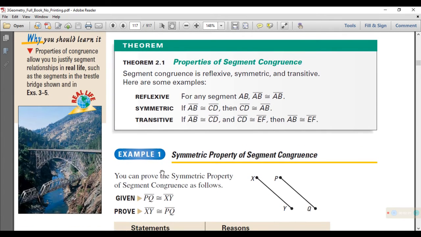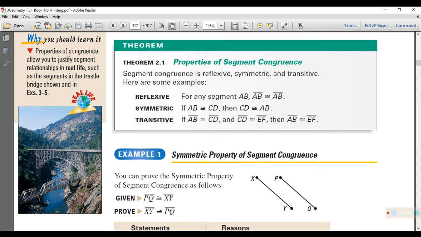So, dun tayo sa Example number 1: Symmetric property of segment congruence. You can prove the symmetric property of segment congruence as follows. We have here two line segments. Visually, we can tell that they are congruent. Mukha silang magkasukat, di ba? But we have to prove it using the given. The given is segment PQ is congruent to segment XY. We have to prove that segment XY is congruent to segment PQ.